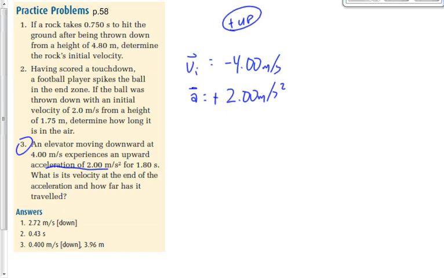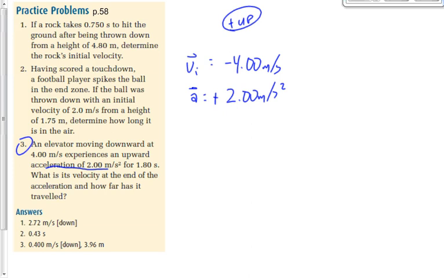What's happening to this elevator? How can it be moving up and down at the same time? Is it? No? Were you kind of shaking your head no? Okay, so what's going on with this elevator, somebody? How can it have an upward acceleration yet be moving downward?